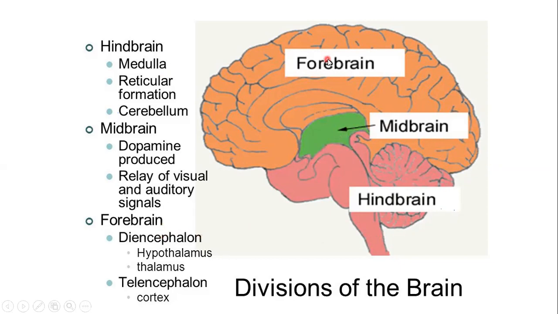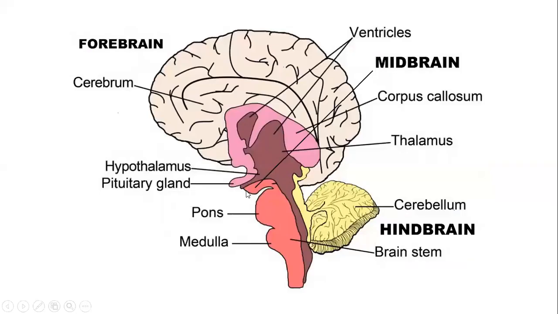Then the forebrain includes the diencephalon and the telencephalon. So as you can see from this part here, the midbrain and the hindbrain carry the brainstem. So the forebrain, as you see, consists of cerebellum. Then the midbrain consists of the ventricles, which has hypothalamus, the thalamus, and the pituitary gland, and the corpus callosum. So the thalamus, hypothalamus, corpus callosum, pituitary gland are found in the midbrain. Then the hindbrain has cerebellum, brainstem, which consists of the pons and medulla.